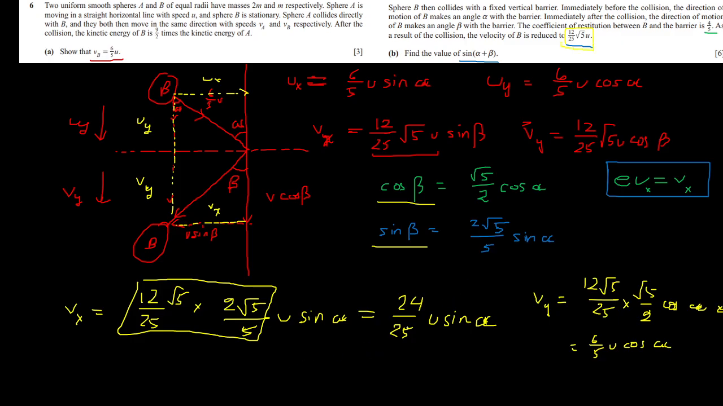Okay, so squaring this gives me 576 by 625 u squared sine squared alpha plus 36 over 25 u squared cos squared alpha. Okay, and this is supposed to be equal to 12 by 25 root 5 the whole square, which is 144 over 125 u square.